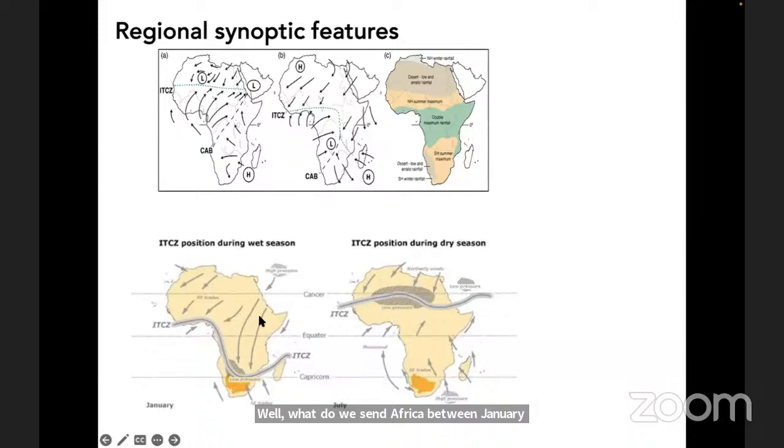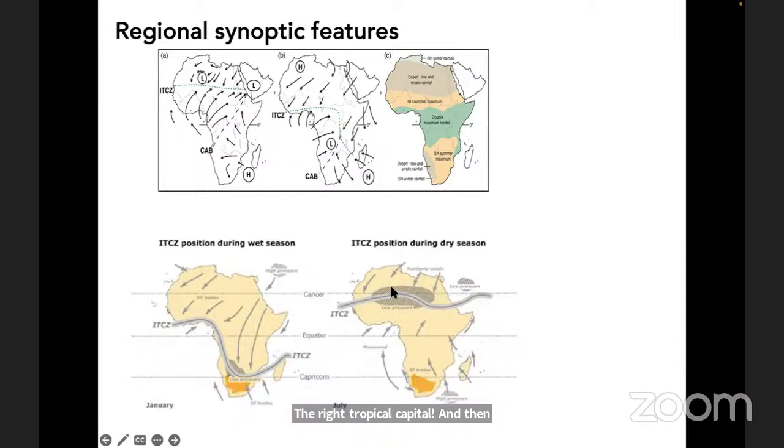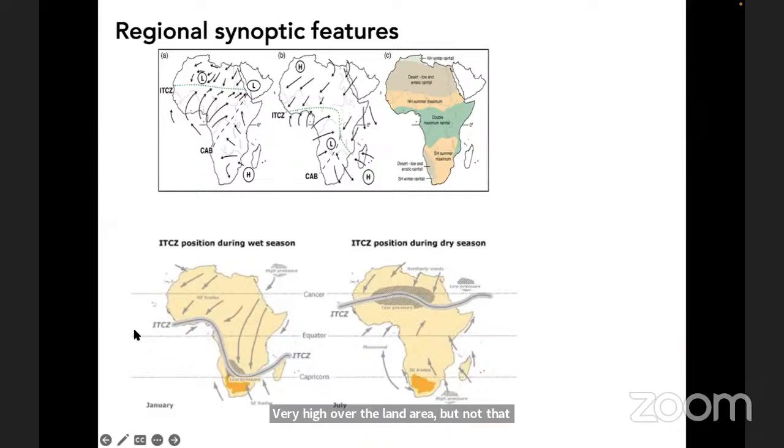While over Southern Africa, it can go to extremes. Even over the continental part of Africa, you can see it goes all the way to South Africa, like the Tropic of Capricorn, and then all the way up to Cancer here. Why is that? Why the movement? Very high over the land area, but not that much over the ocean. That's my third question that you can think about.